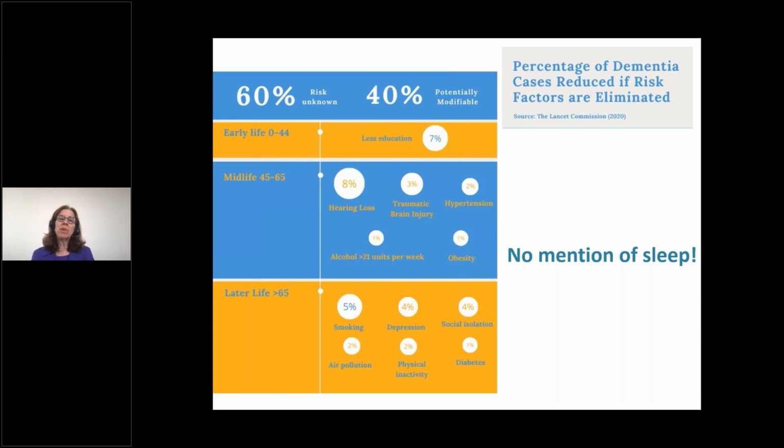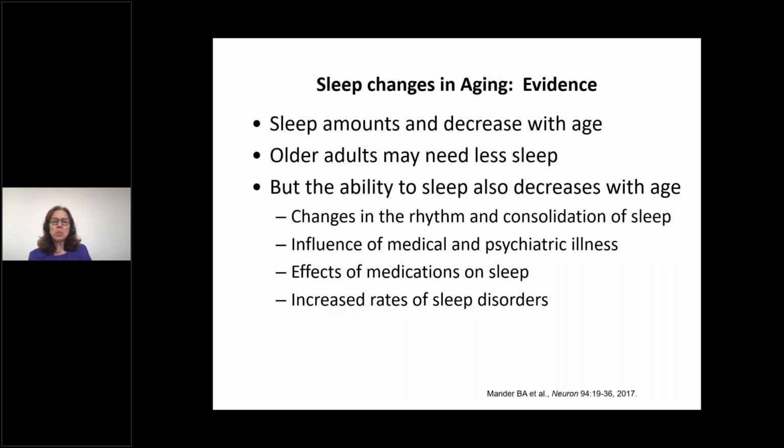Again, a problem now during COVID. Those things will help. But in this Lancet Commission article, there was no mention of sleep. And as I want to point out, sleep disturbances and sleep problems are also important risk factors for Alzheimer's. Next slide. So there are some changes that occur with aging. As I mentioned earlier, sleep amounts decrease with age.